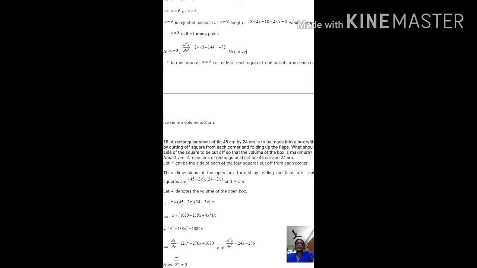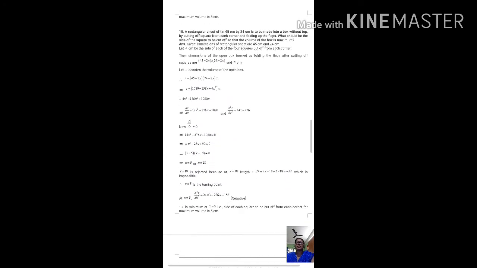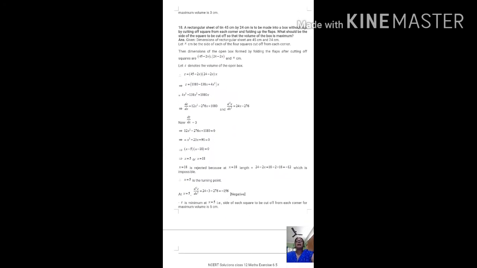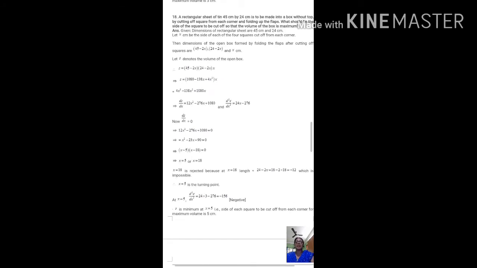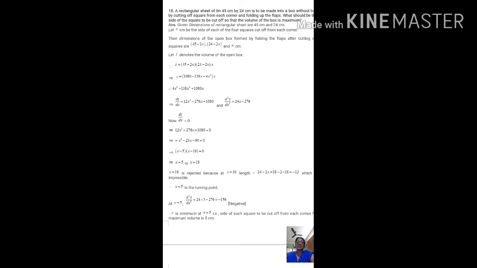Now another question, almost the same type of thing. A rectangular sheet of tin 45 centimeter by 24 centimeter, this is a rectangle, is to be made into a box without top by cutting off square from each corner and folding up the flaps. What should be the side of the square to be cut off so that the volume of the box is maximum? The same type of sum.